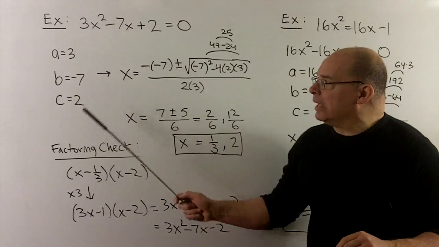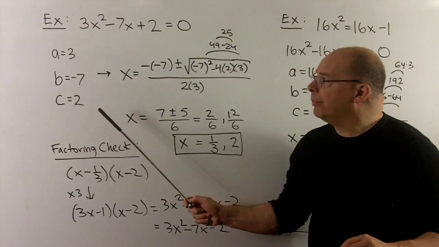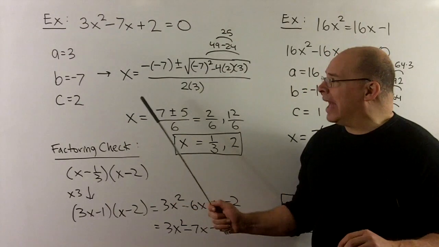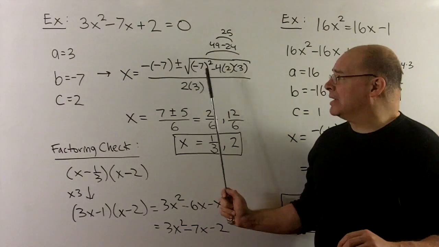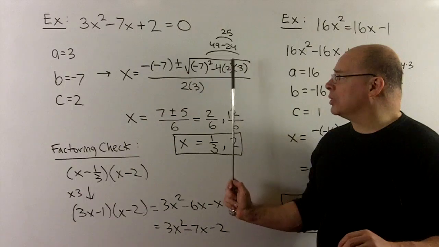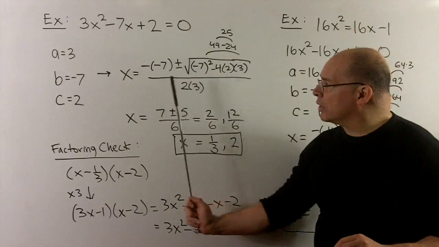We have a equals 3, b equals minus 7, c equals 2. We go into the formula, we have minus 7 plus minus square root minus 7 squared less 4, 2, 3, all over 2 times 3.